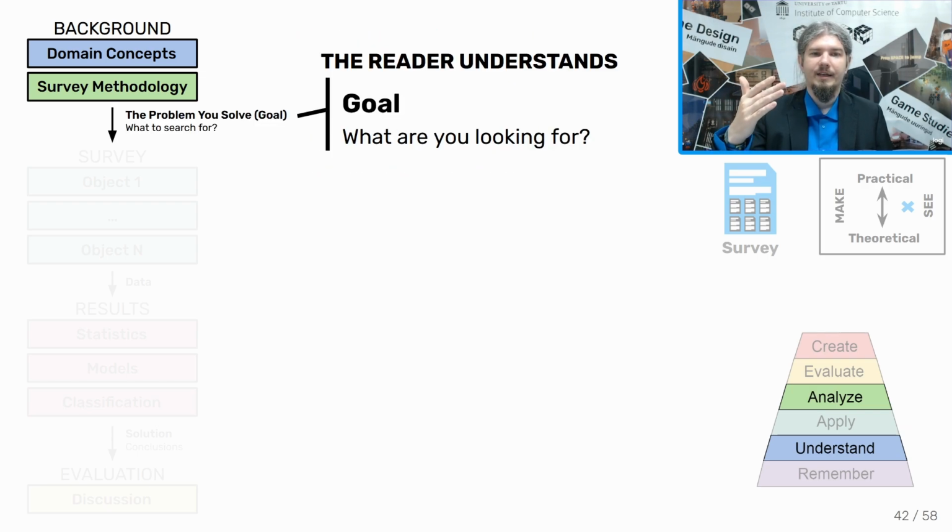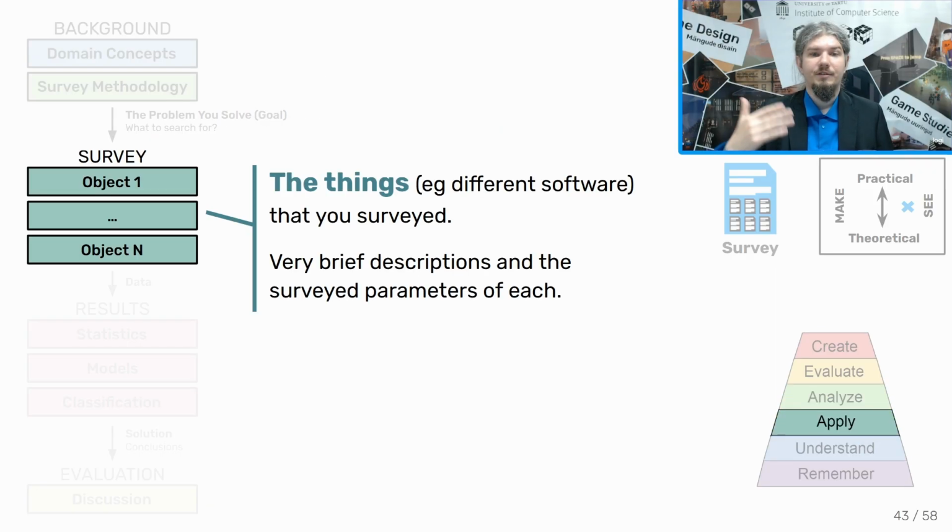Regardless, now the reader should understand from the first part, what are you searching for? What are you looking for? What is the goal? What is the problem that you're trying to find an answer to? Next up is the survey itself. So you can describe the things, the objects that you're surveying.